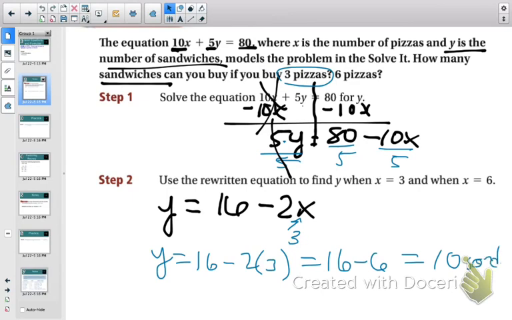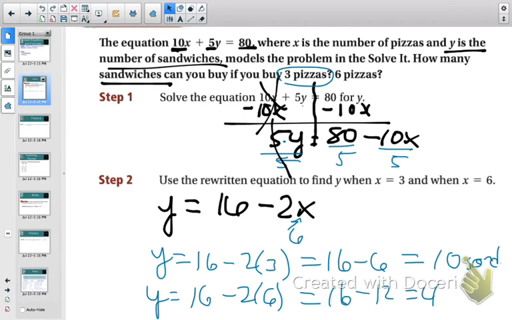If we buy 6 pizzas, then I plug 6 in for x here. Okay, so then I get y equals 16 minus 2 times 6. 2 times 6 is 12, so 16 minus 12 gives us 4. So if you buy 6 pizzas, you can still get 4 sandwiches.